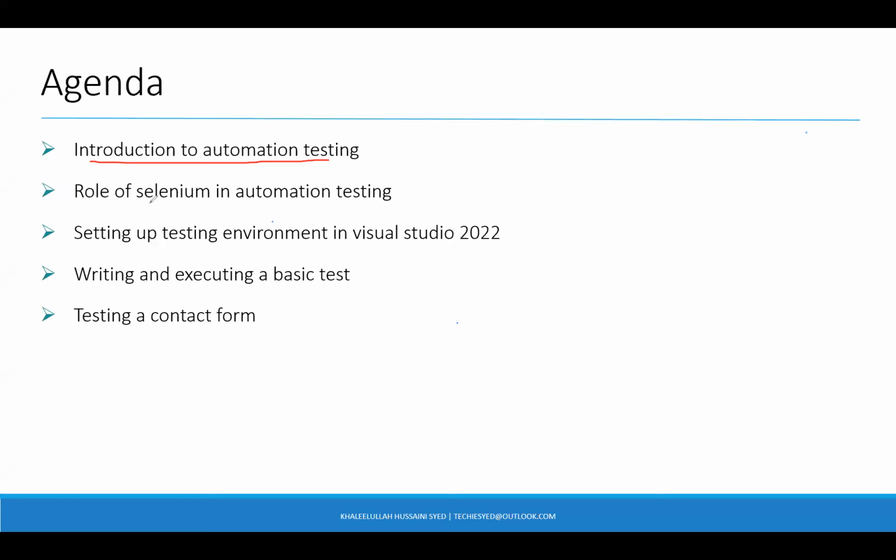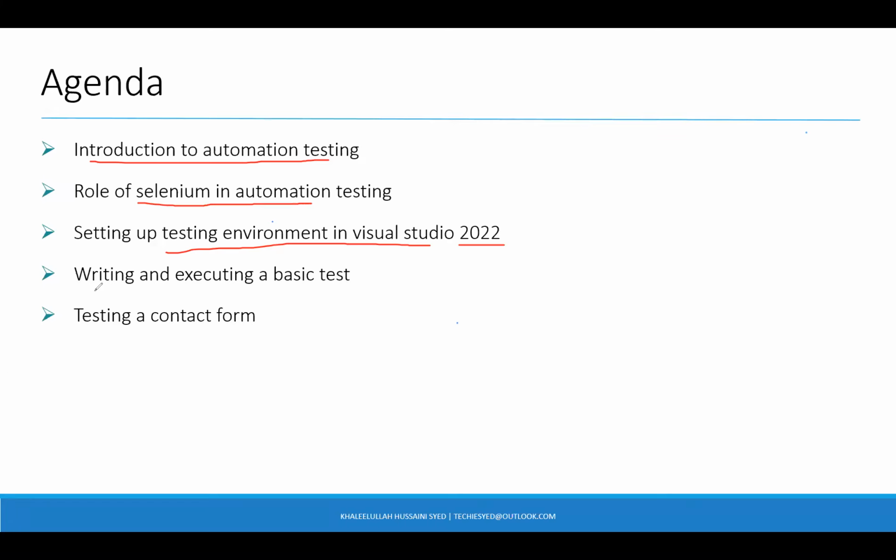And then we will specifically look into how we can do automation testing with the help of Selenium, how Selenium will be useful to us as an automation tester. Then later on, we will see how we can set up our test environment using Visual Studio. I'm going to be using Visual Studio 2022, but you can also try this out in previous versions of Visual Studio like 2019 as well as 2017.